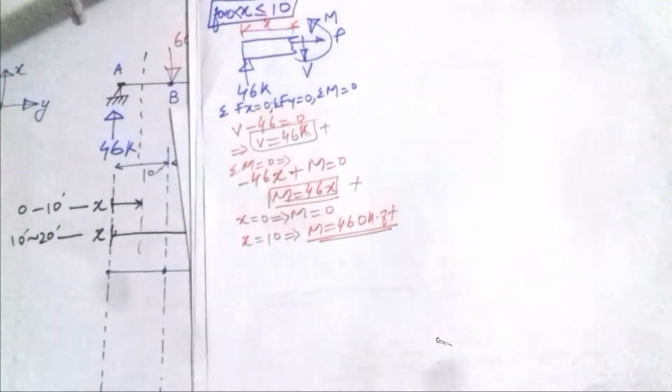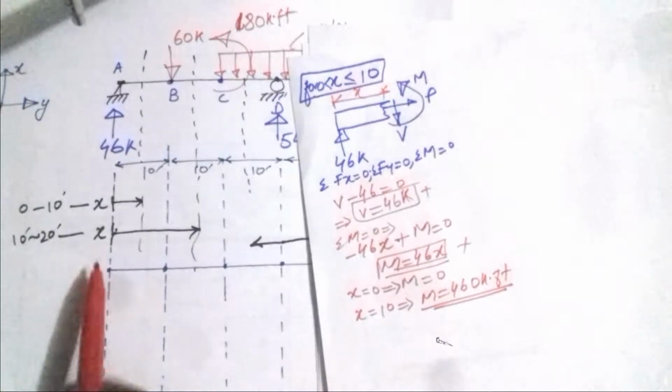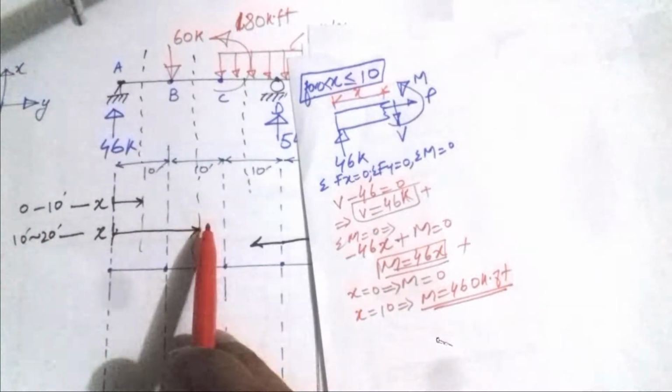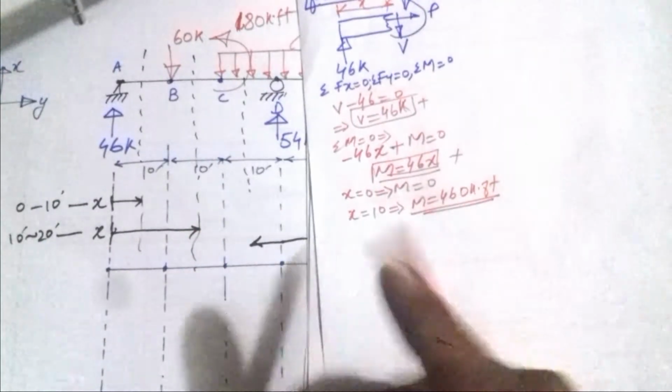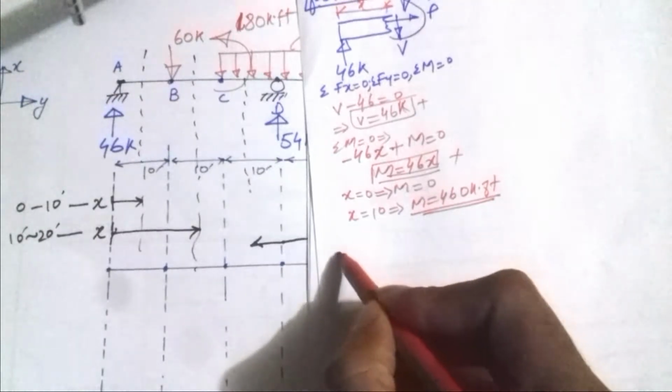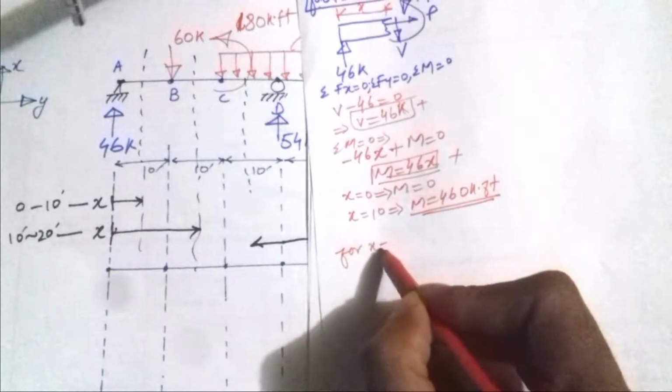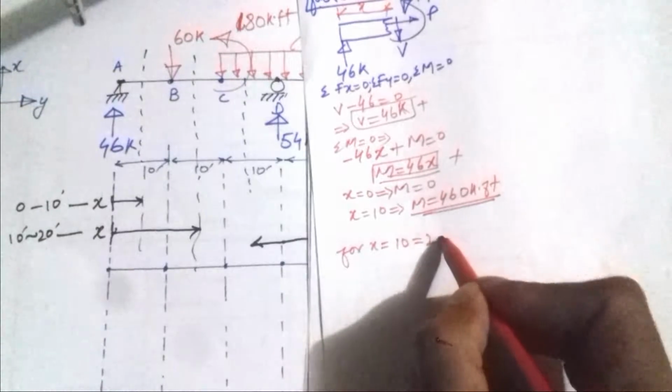Now move on to the next section. Our next section here is from 10 to 20. You can see here. So for this section, x equals 10 to 20.